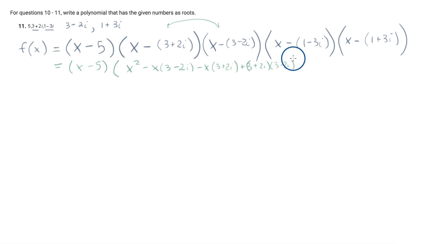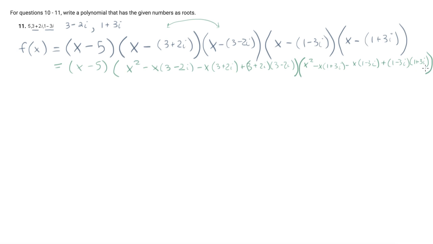Okay, that's a lot of stuff in those first two parentheses. Let's do the same for the second two. I'm going to try to make it a little bit smaller here. So we have x squared minus x times 1 plus 3i, minus x times 1 minus 3i, plus 1 minus 3i times 1 plus 3i.